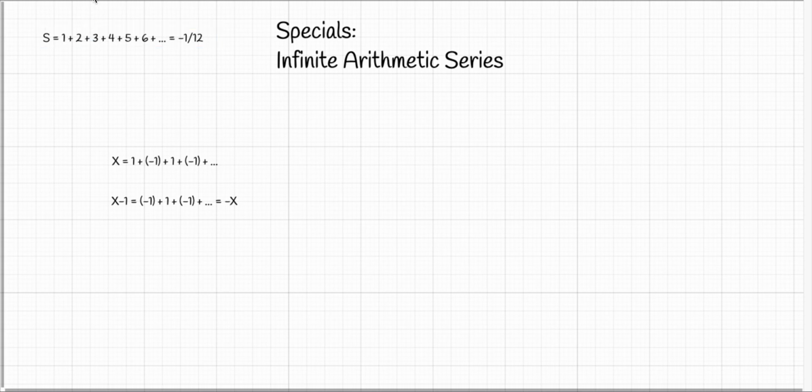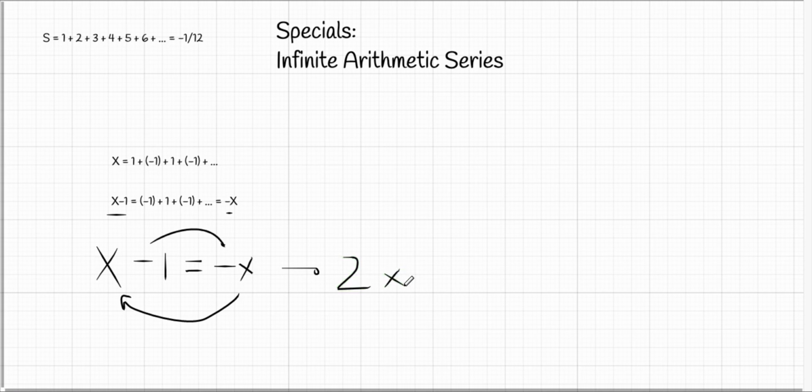So now this is monumental because we can just set the first and third parts of this equation equal to each other. So x minus 1 is equal to negative x. Add x to both sides like an equation. Add 1 to both sides. You get 2x is equal to 1, which means x is equal to 1/2. There we go. We solved for a series. X is equal to 1/2.